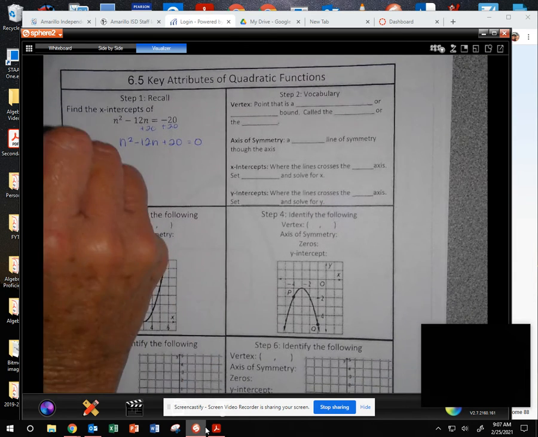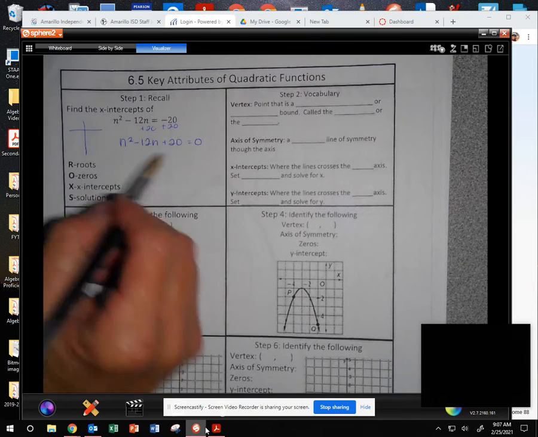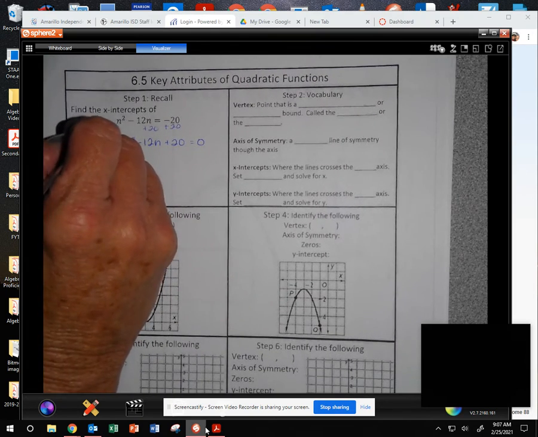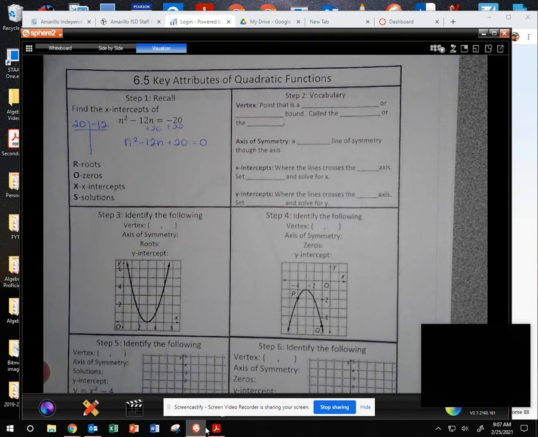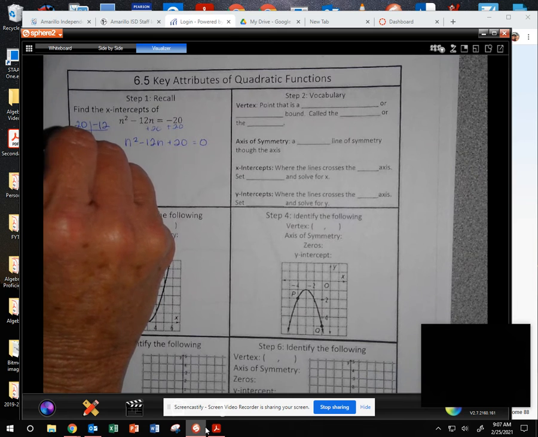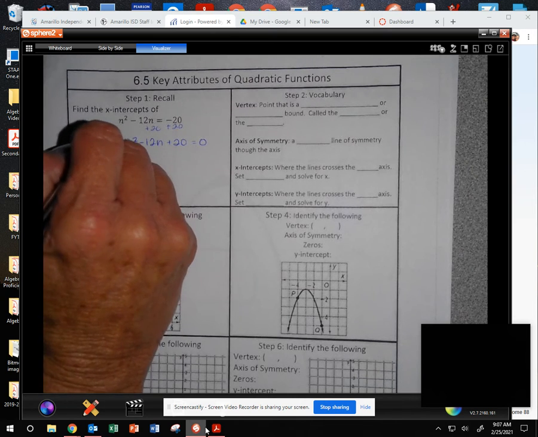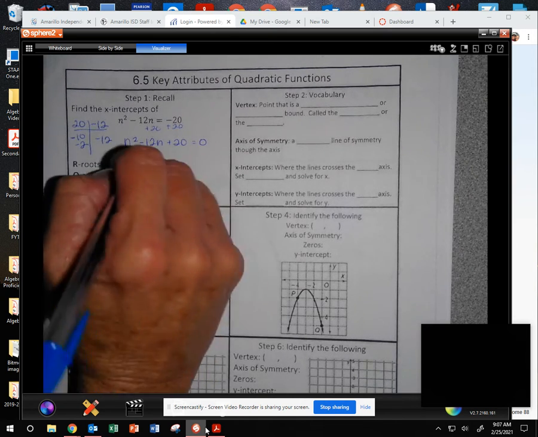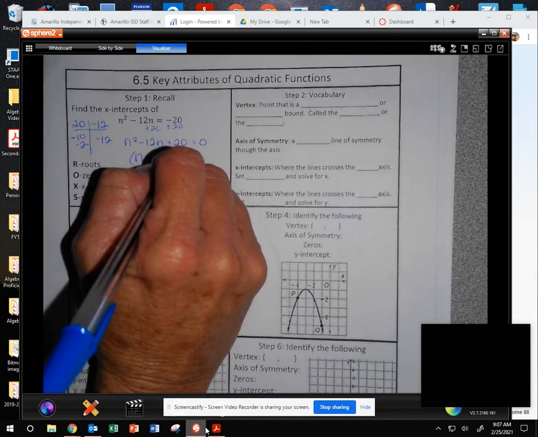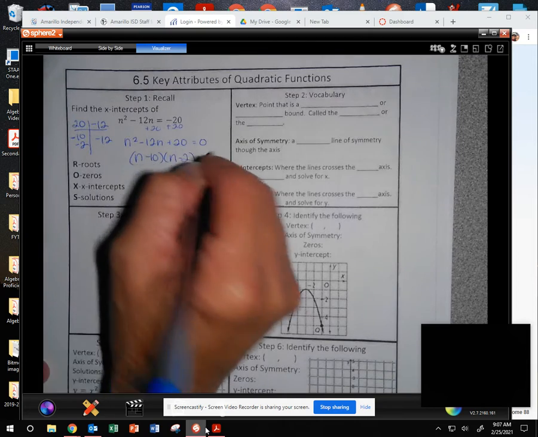I need to do what I've done before for factoring. I need two numbers multiplied to give me a positive 20, and those same two numbers added together to give me a negative 12. So my two numbers would be negative 10 and negative 2. When I add them, I get negative 12. So here is n minus 10 and n minus 2.